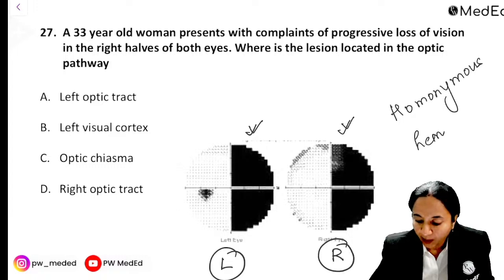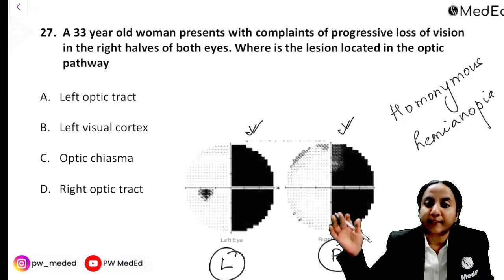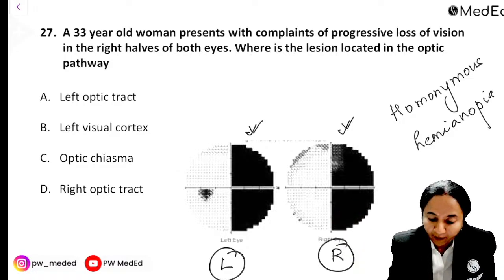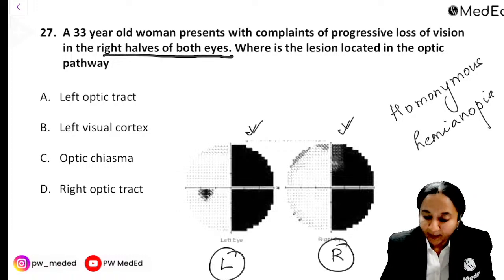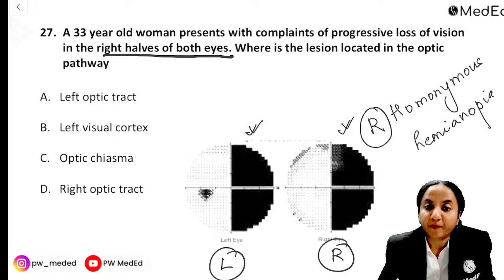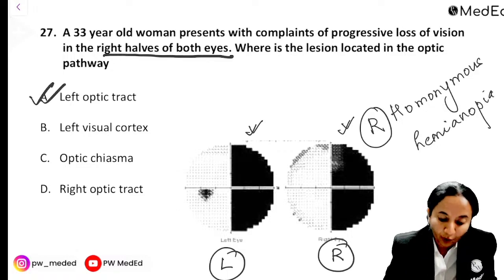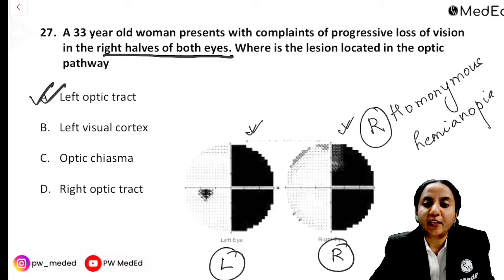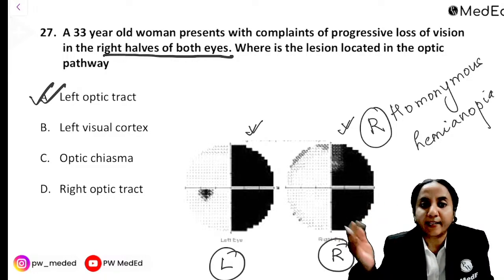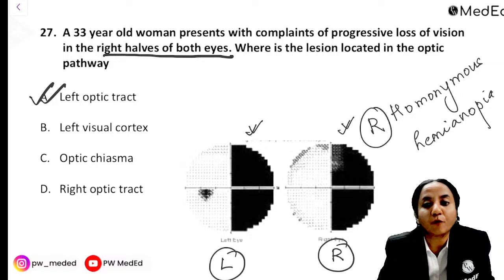And the homonymous hemianopia is on which hand side? It is on the right-hand side. As they have said, there is loss of vision in the right half. So it's a right homonymous hemianopia, and the site of the lesion is the left optic tract, because they have mentioned it's the right halves of both the eyes.